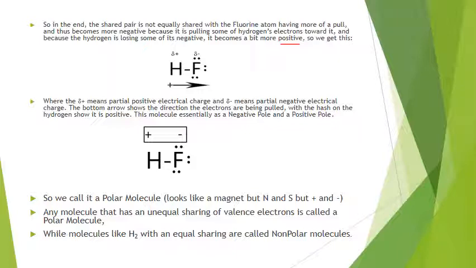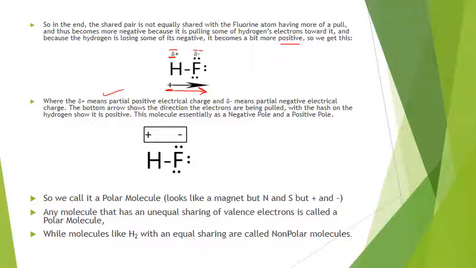So what we can do is write it like this, where the hydrogen becomes partially positive. This is a little delta. And the fluorine becomes partially negative. So this is a partial positive charge and a partial negative charge. Another way you can demonstrate that is by drawing this arrow, showing that this is the positive part, and that the electrons are being drawn towards the fluorine. And that's described here.